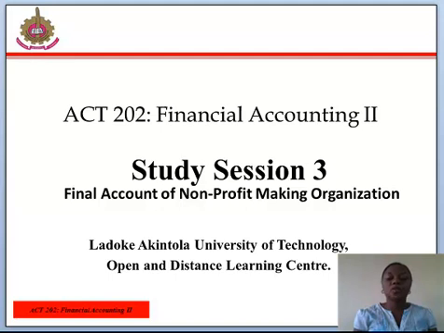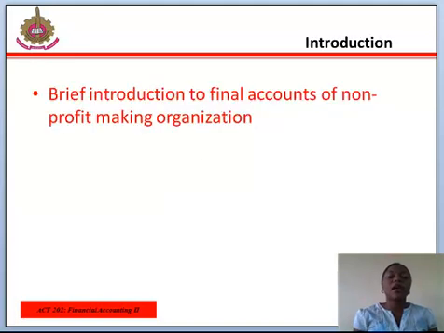This is ACT 202 Financial Accounting 2, and I'll be taking you through study session 3, that is Final Accounts of Non-Profit Making Organization. As you have already learned from study session 2 of this course, the major objective of a non-trading company is to carry out purely civil transactions.